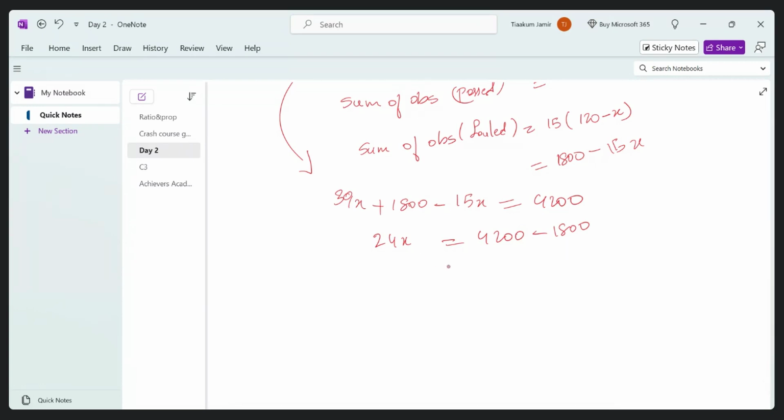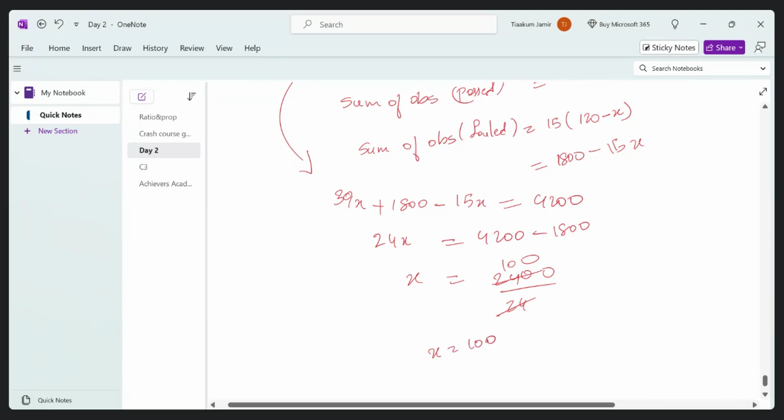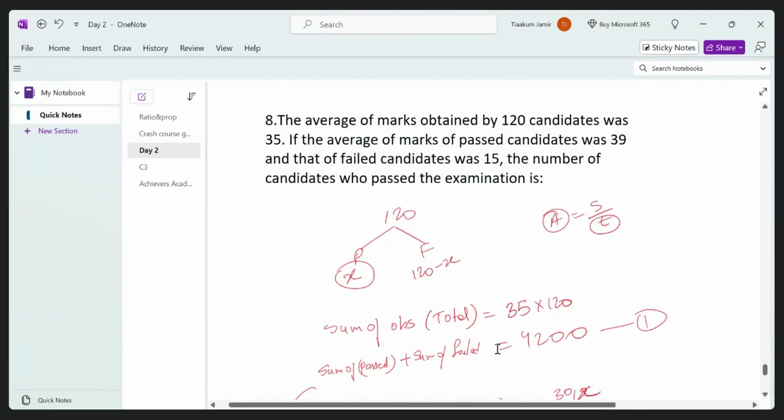Now here x will give us 24x equals 2400, divided by 24, we get 100. So x is equal to 100. The question asks to find the pass students out of 120. So x is 100, pass was 100 and fail was 20. This will be the answer.